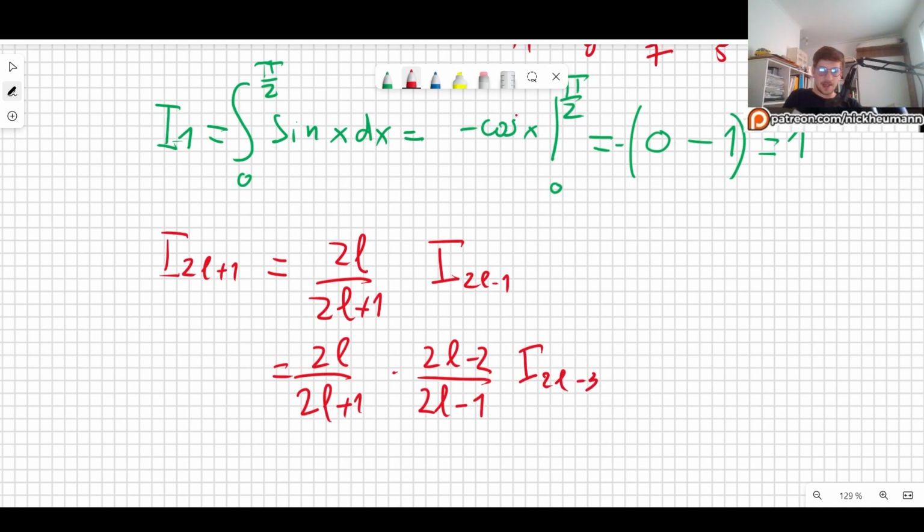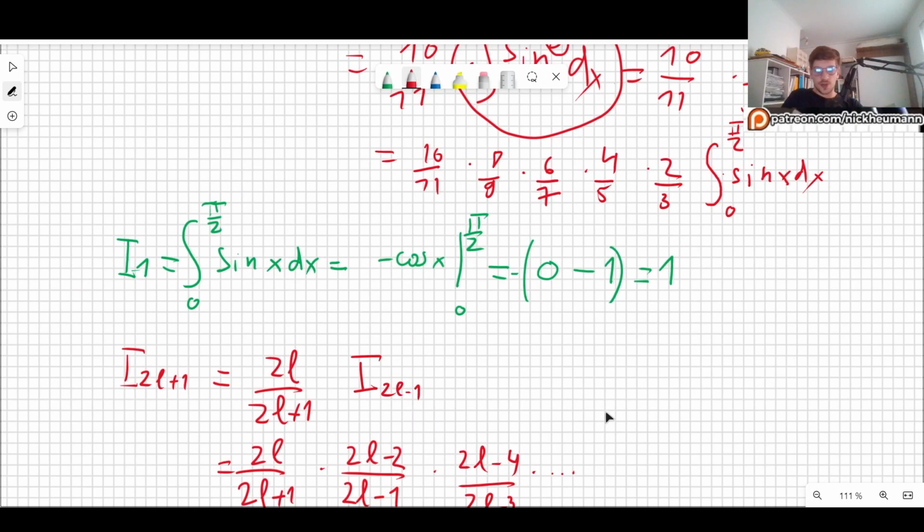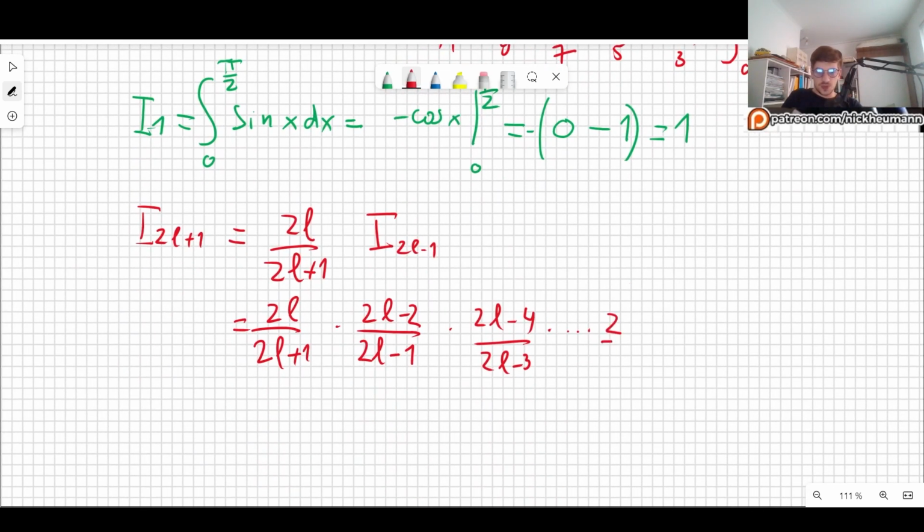But then we can do it again, right? For 2L minus 3, we can write 2L minus 4 over 2L minus 3 times the integral I of 2L minus 5. And we can continue on and on, all the way until we get to the very first term, which, as we saw, is 2 over 3 times the integral I1, which we already know is 1. So no need to worry about it.